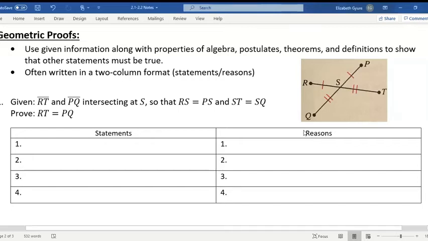Guys, we are going to start looking at some proofs. So geometric proofs, we are going to use given information along with properties of algebra, technically properties of equality, postulates, theorems, and definitions to show that other statements must be true. So any theorem you've learned, any postulate, any definition you've learned, our properties that are stated above, we can use all of these in our proofs.